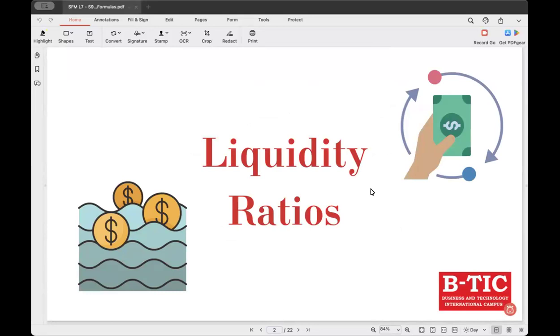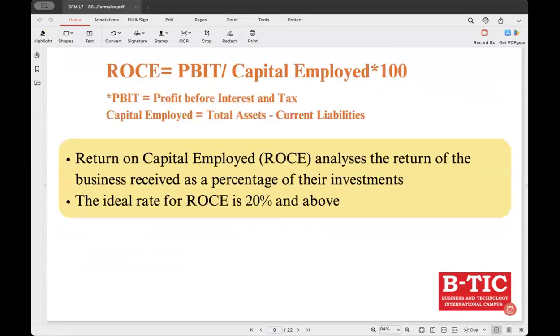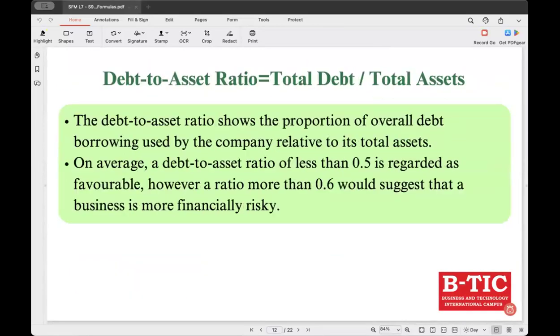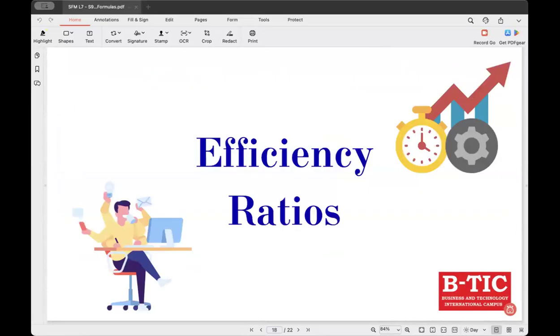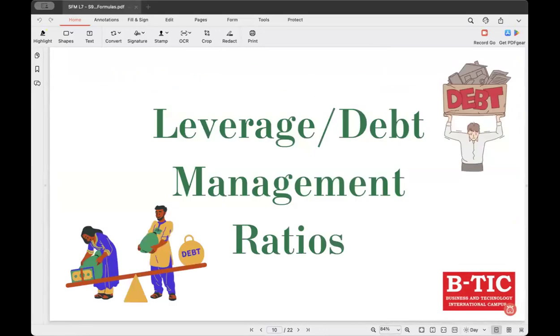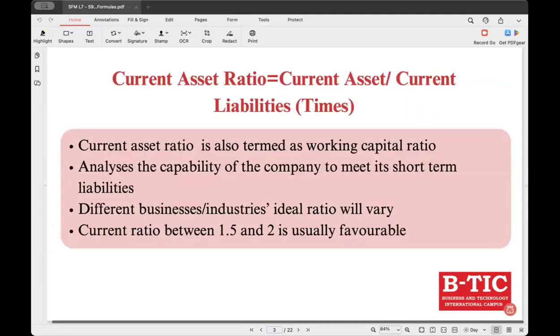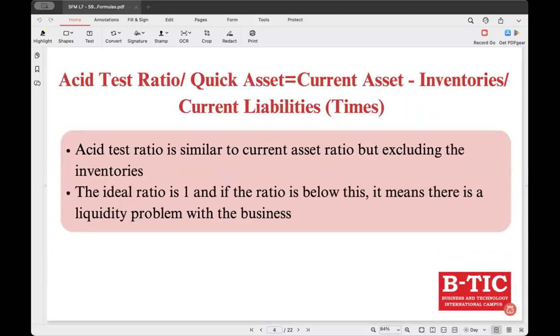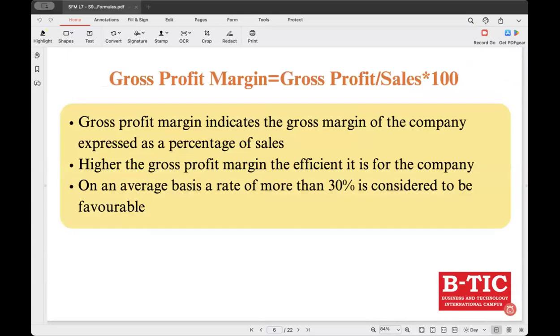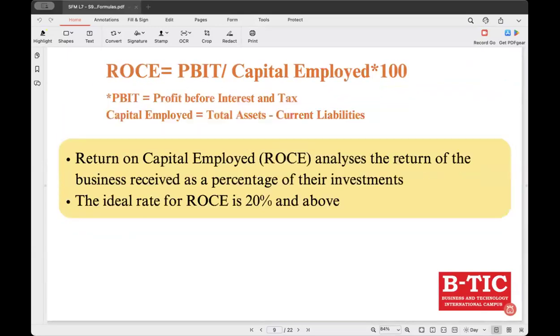So we discussed 5 ratios. We learned about liquidity ratios, profitability ratios, leverage or debt management ratios, investors ratios, and efficiency ratios. Related to liquidity ratios, we learned 2 types: current ratio and acid test ratio. Profitability ratios, we learned 3 ratios, I guess, which are gross profit, operating profit, and net profit margin, and of course ROCE, return on capital employed.